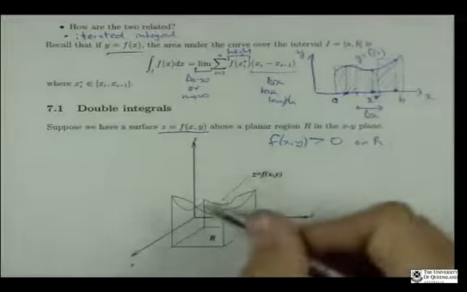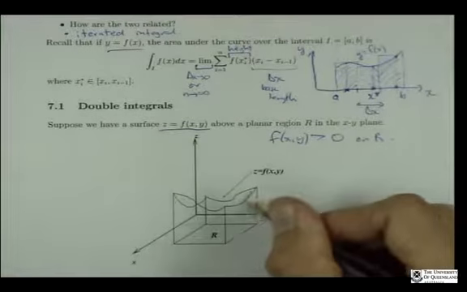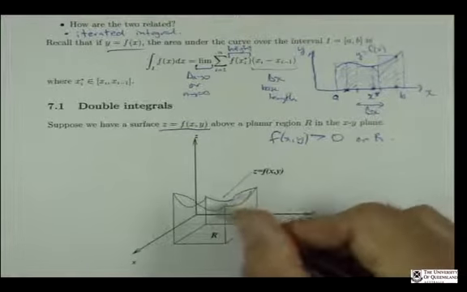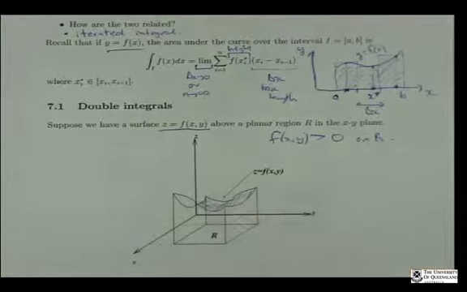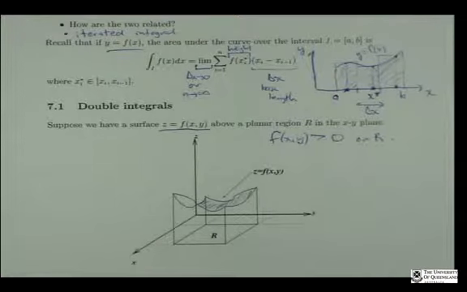It might be a little bit difficult to see from this diagram, but there's meant to be a surface here. And what we're interested in is calculating the volume below that surface and above this region R in the xy plane. All right? Indeed, how do we define volume? Actually, what's the definition of volume?